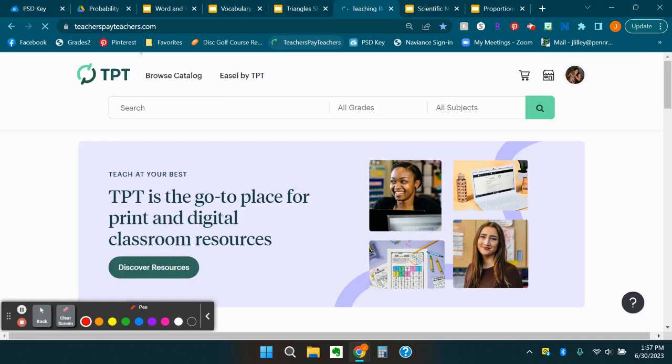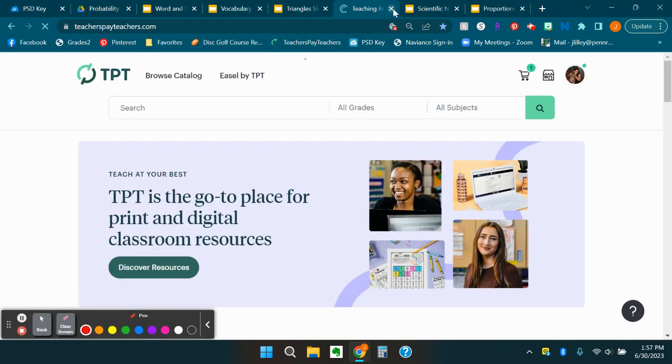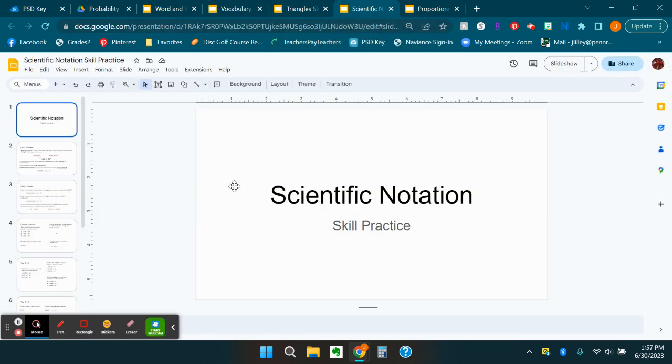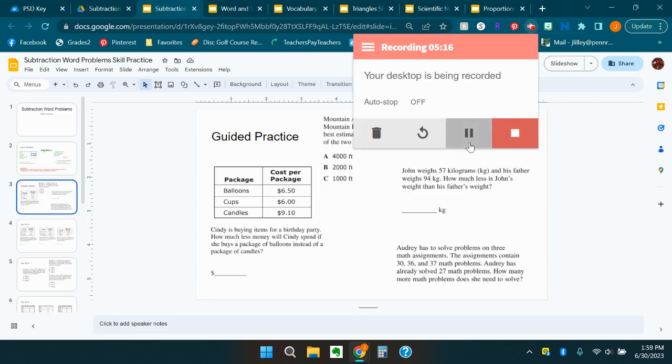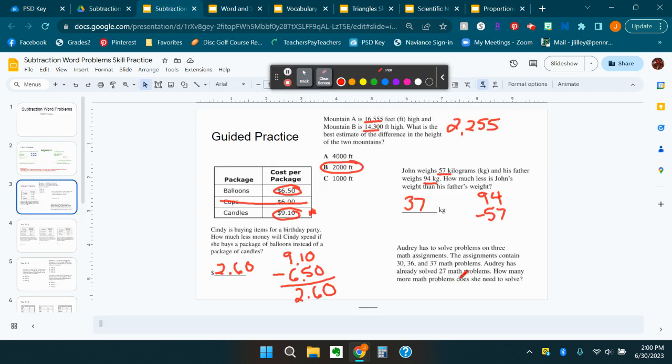Finally, it says Audra has to solve problems on 3 math assignments. The assignments contain 30, 36, and 37 math problems. Audra has already solved 27 math problems. How many more math problems does she need to solve?